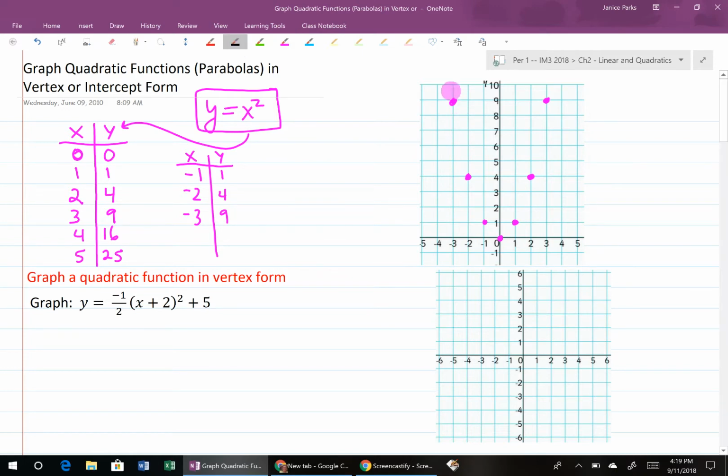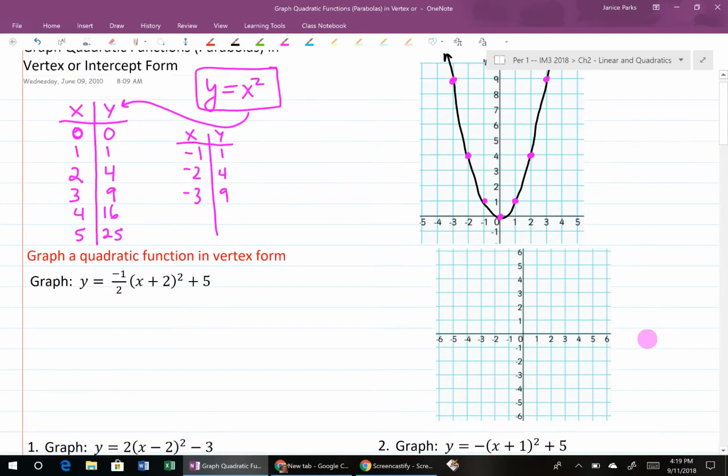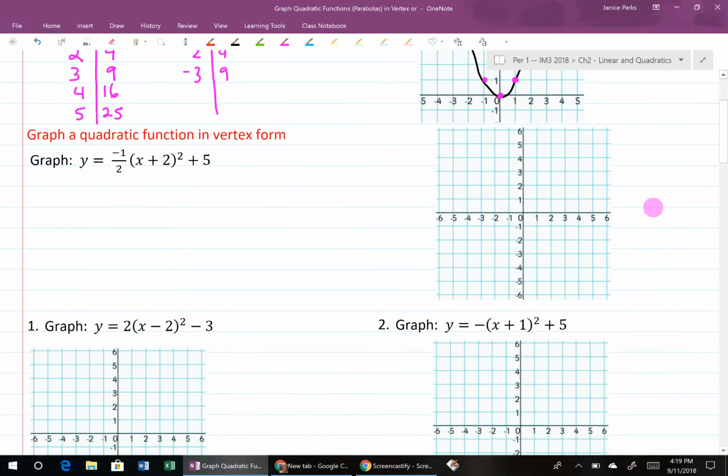In order to graph it, connect those, try to make it rounded at the bottom. And that's the parent function. You need to learn that one so that you're very comfortable with graphing that. Now I'm going to show you how to change this graph based on the h, k, and the a value.